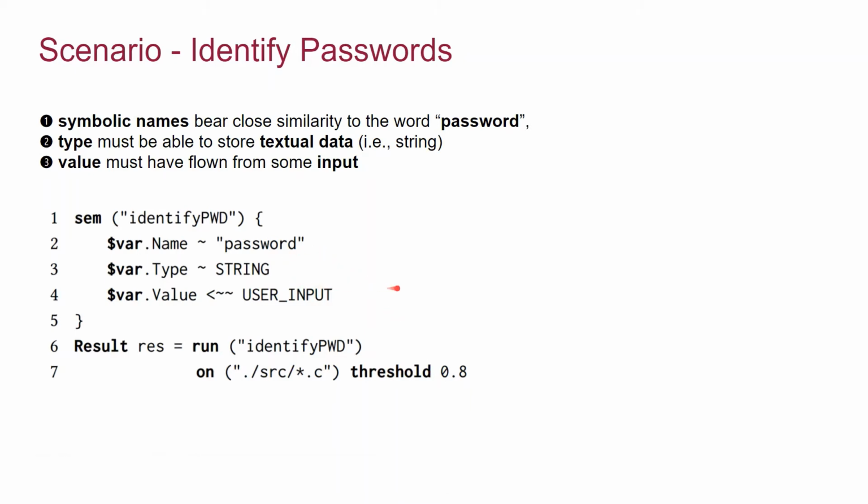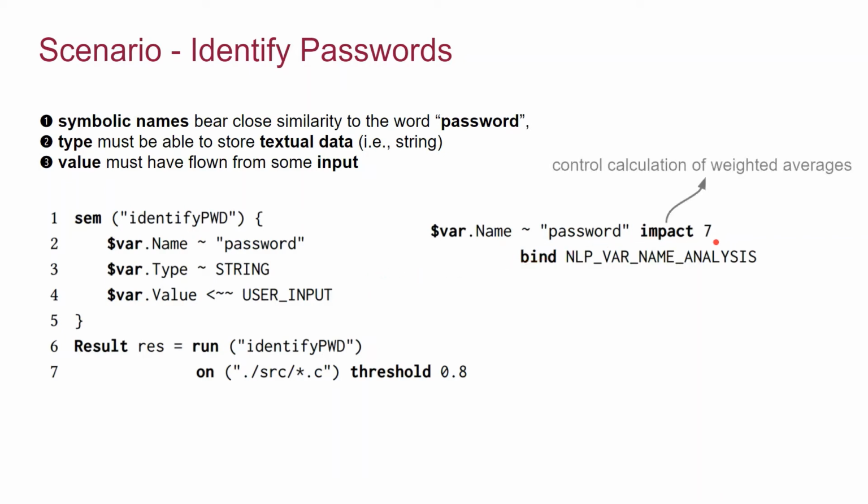For each rule, we can give them an impact value, because when we calculate likelihood, we need to consider these 3 rules. So we need to use weighted average. This impact value is the weight, which controls calculation of weighted averages. We also can bind a specific analysis routine to this rule. And this analysis routine will calculate likelihood for this rule.